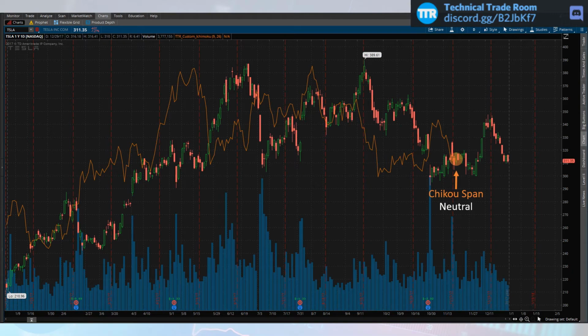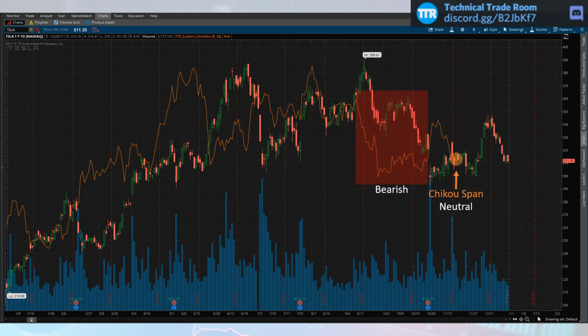Hopefully now you're starting to understand the importance of the Chiku, as it allows us to compare the current price with the price from 26 periods ago. Now towards the middle of the chart, I've covered in red an area where the Chiku is giving us a bearish signal, as it is below the price.